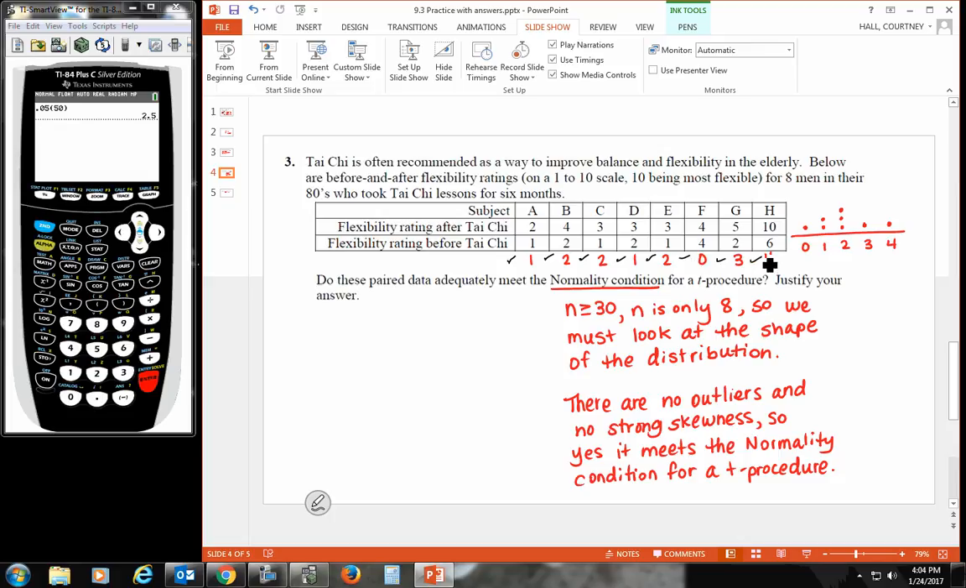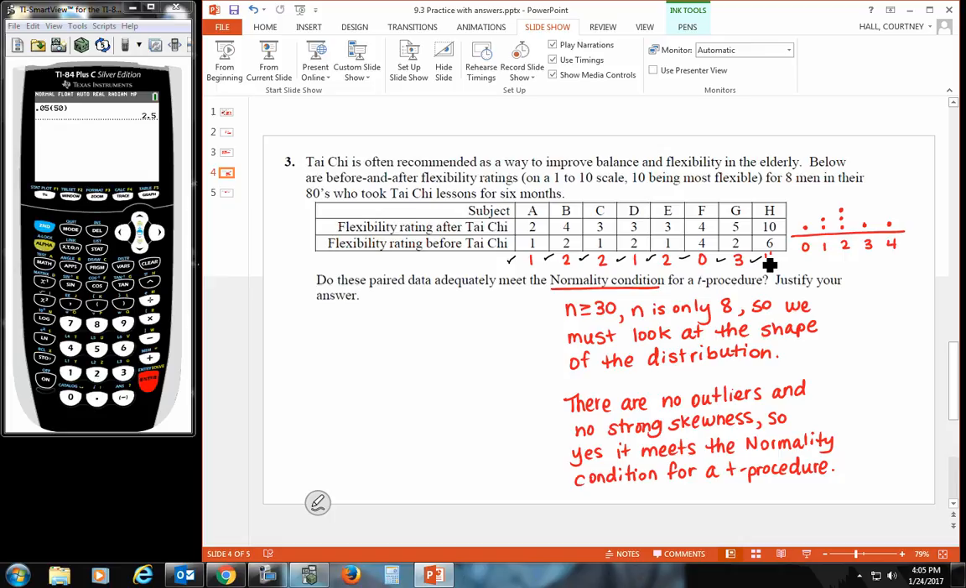And so to answer their question, this is one of our conditions, to meet the normality condition, we need to look at the distribution and see if we have strong skewness or if we have any outliers, because we don't have a big enough sample size. Our sample size is only 8. We have 8 different sets of data points, and we need n to be greater than or equal to 30 in order to assume a normal distribution or be able to do the T test, the T procedure as they're calling it.